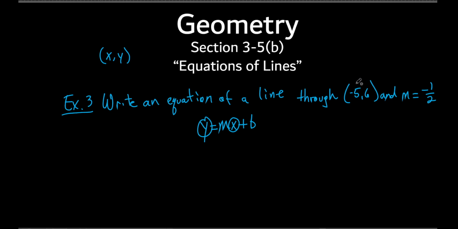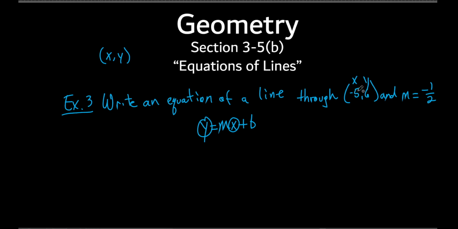Okay. So that means, where am I going to put that negative 5? In for the x. So I'm going to put the negative 5 in for the x. Where am I going to put the 6? In for the y. Okay. What's the only thing I don't know here? The y-intercept. So guess what we're going to solve for? The y-intercept. That's right. Everybody got that?